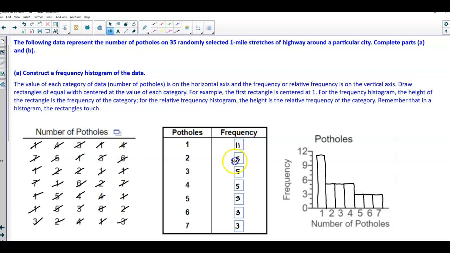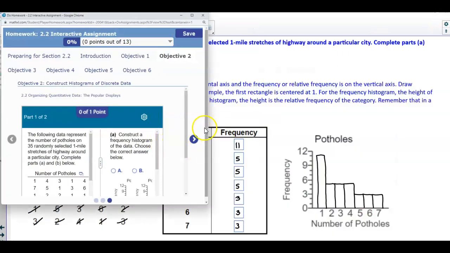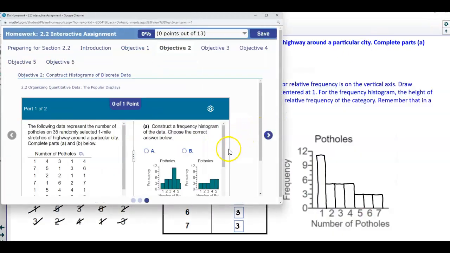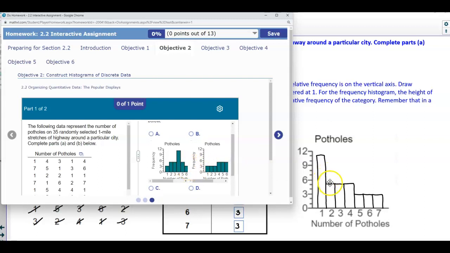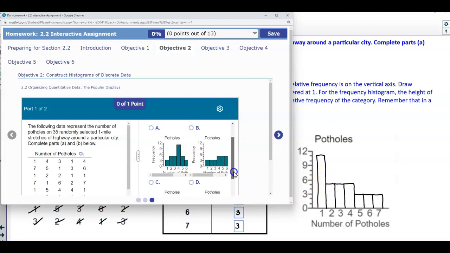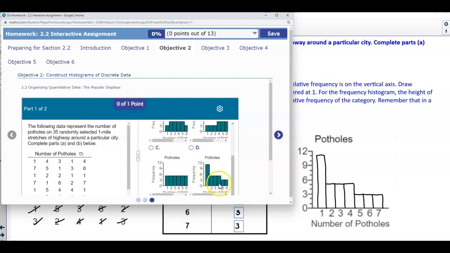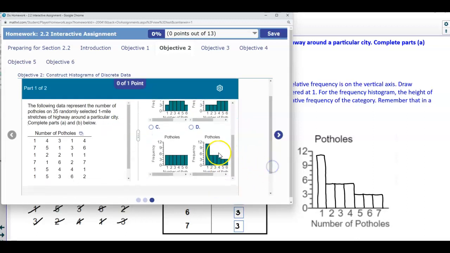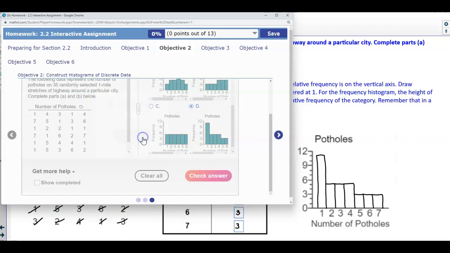Now let's go back and take a look at the questions to determine which one our histogram represents. If we take a look at the first one, A, it doesn't match our histogram. The second one doesn't match. If we look at C, this one doesn't match, but it looks like it's D. D looks like the one that matches the histogram. So let's go ahead and check that, and then check our answer. And there we have it.